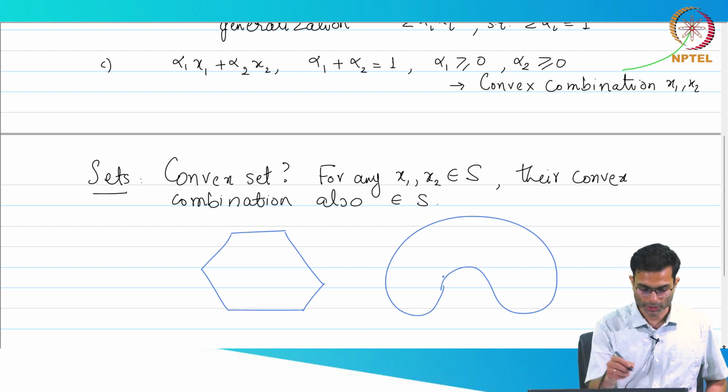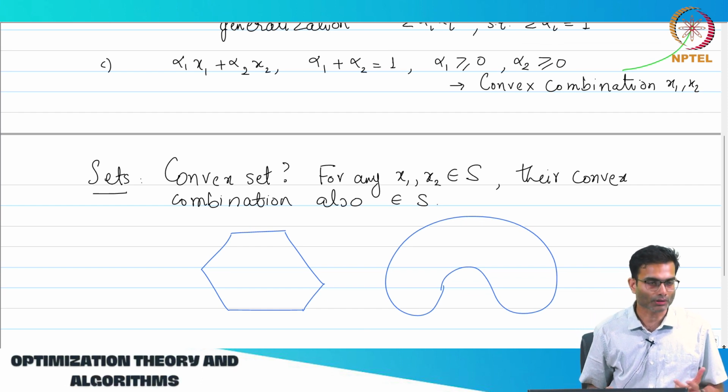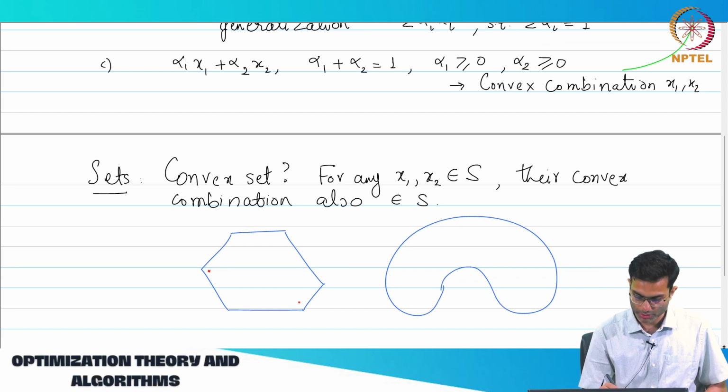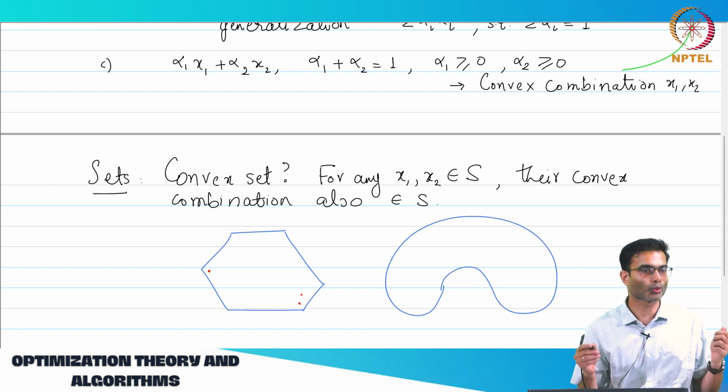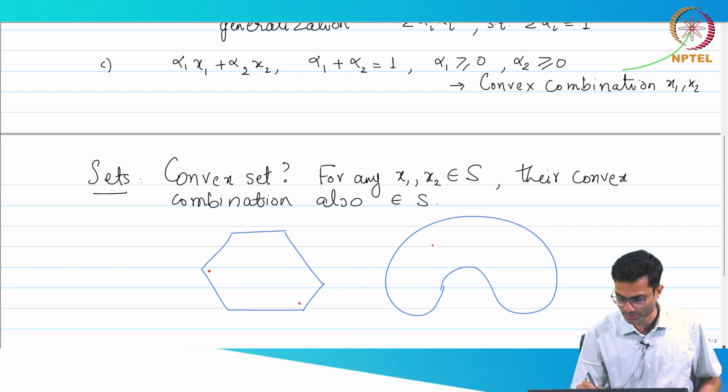So this is example 1, example 2, right. Example 1 on the left is a convex set, right. I take any 2 points, I can't possibly go out of the set, right. So this is clearly a convex set, and you can see this over here.